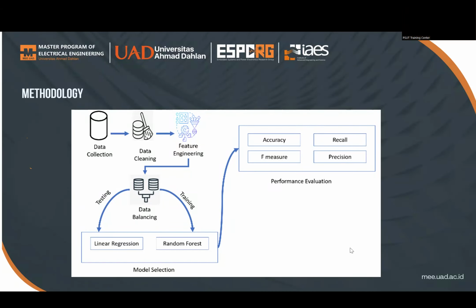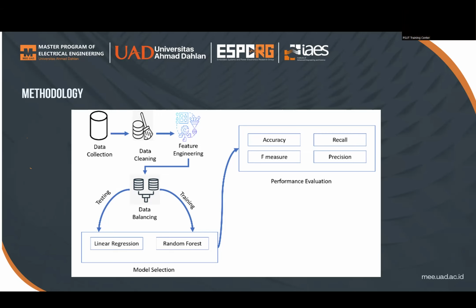In step number 4, we apply the data balancing step, where we balance the fraud and non-fraud classes by using the SMOTE algorithm, an oversampling method, which is the synthetic minority oversampling technique. And we apply an undersampling technique to ensure that the model is not biased toward the majority classes.